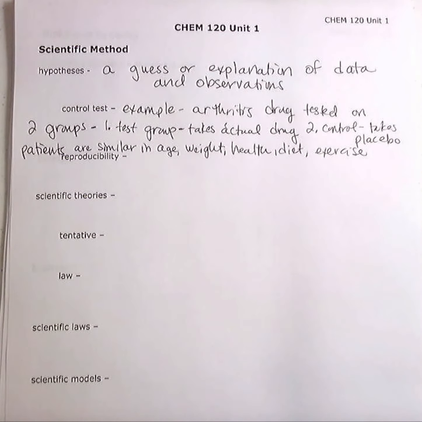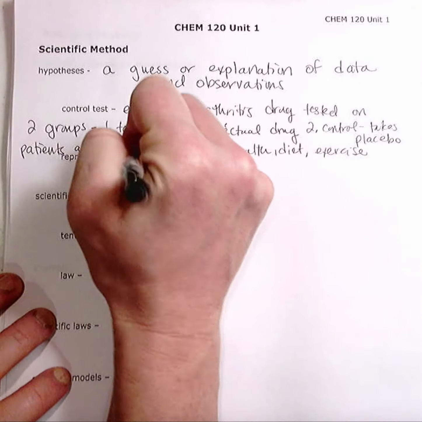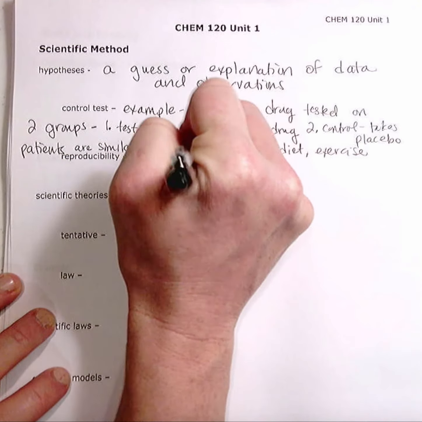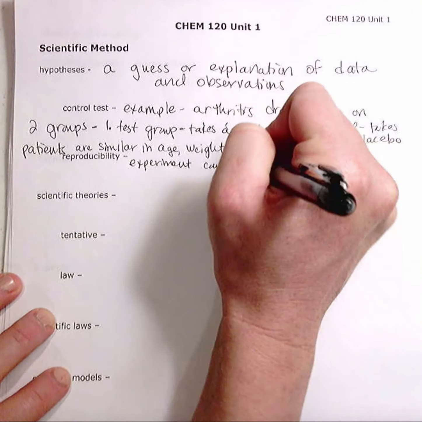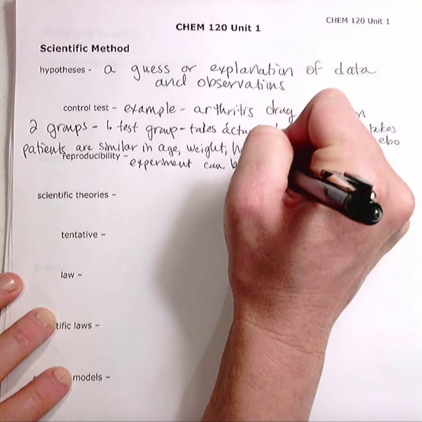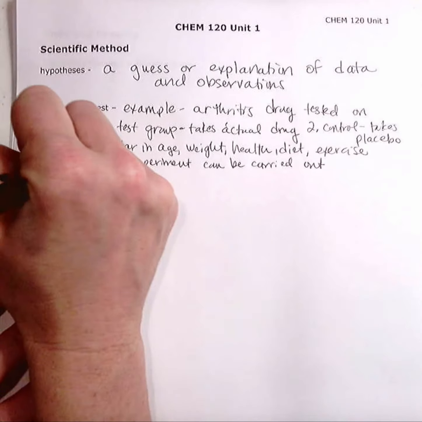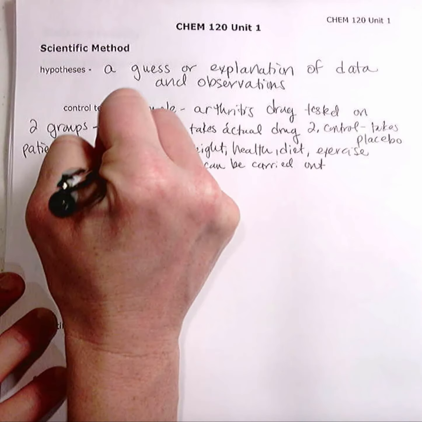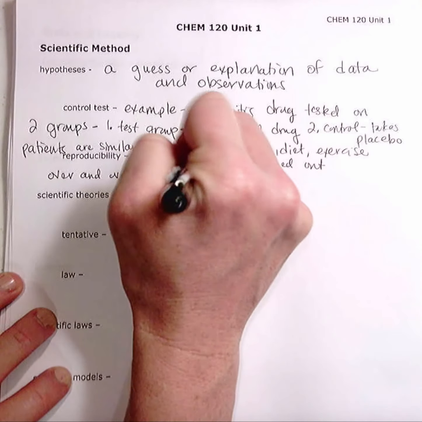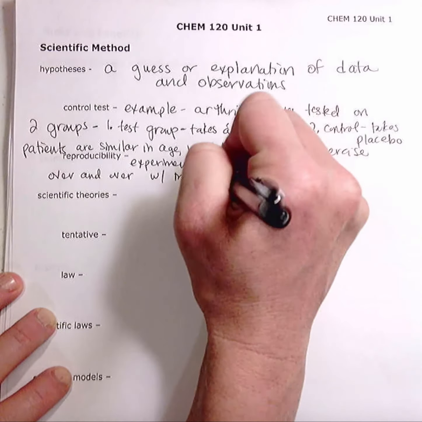So another thing when you're designing your experimental design, you need to make sure that your experiments are reproducible. So reproducibility is that the experiment is carried out over and over with the same results. So experiment can be carried out over and over with the same results.